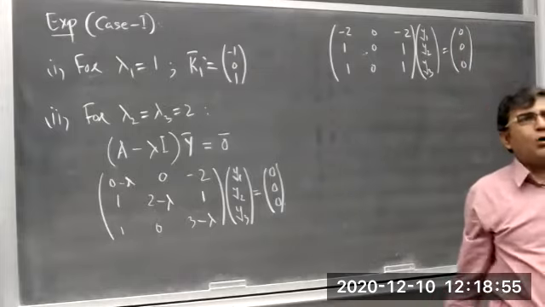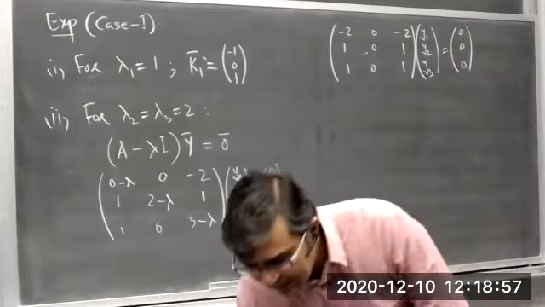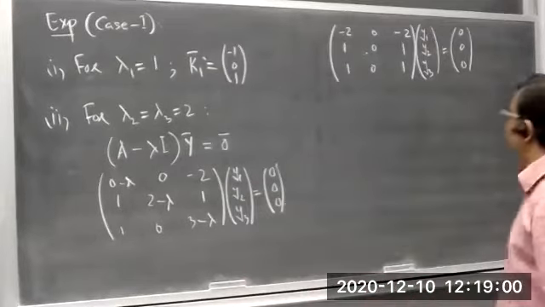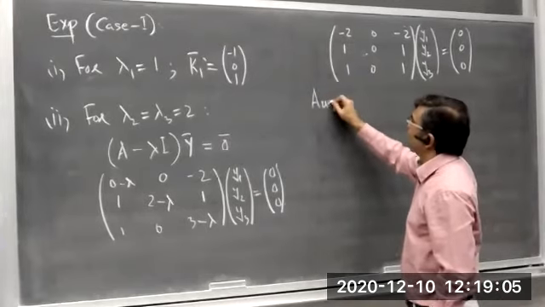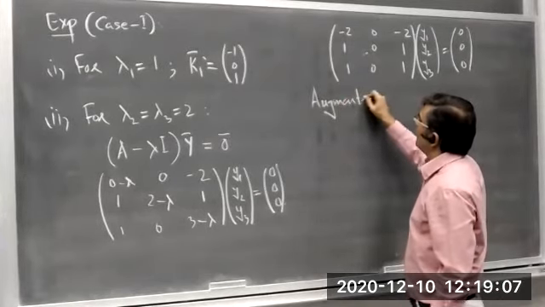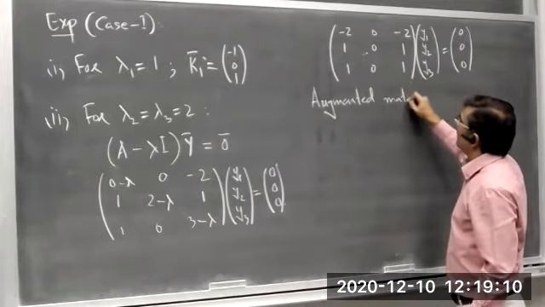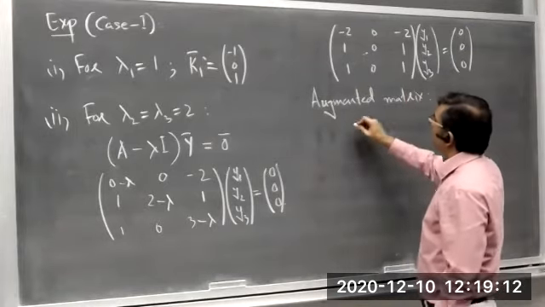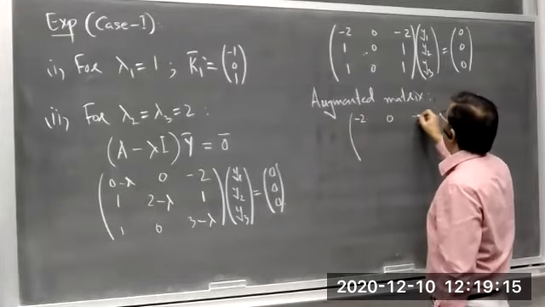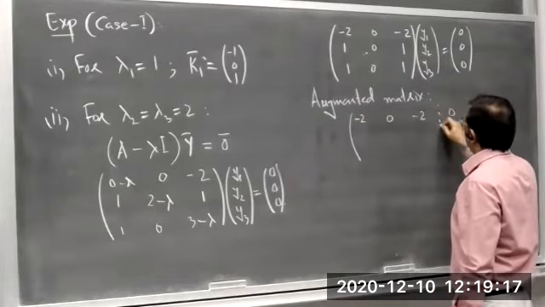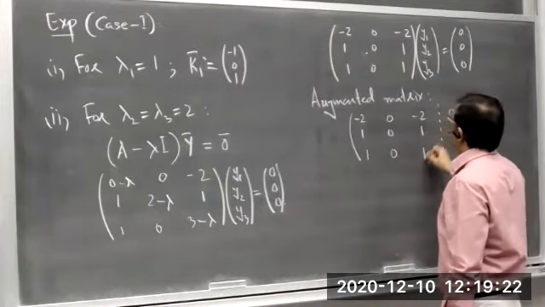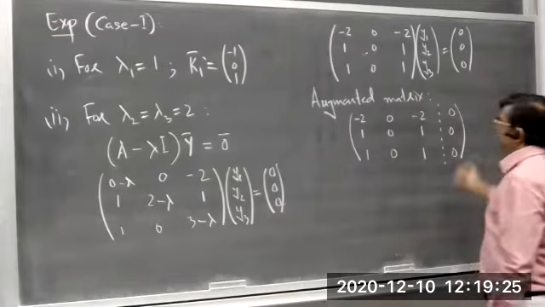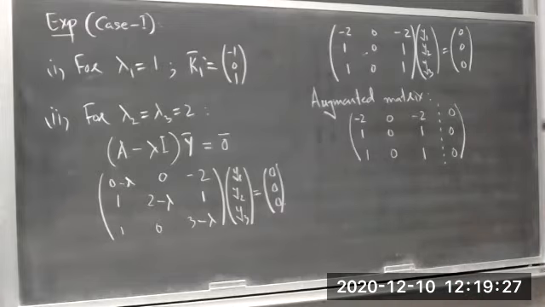Now this is a homogeneous linear system. And the augmented matrix is what? Okay. The augmented matrix is -2, 0, -2, and 0; 1, 0, 1, 1, 0, 1, 0, 0. So this is your augmented matrix. You can see that all three rows are identical.